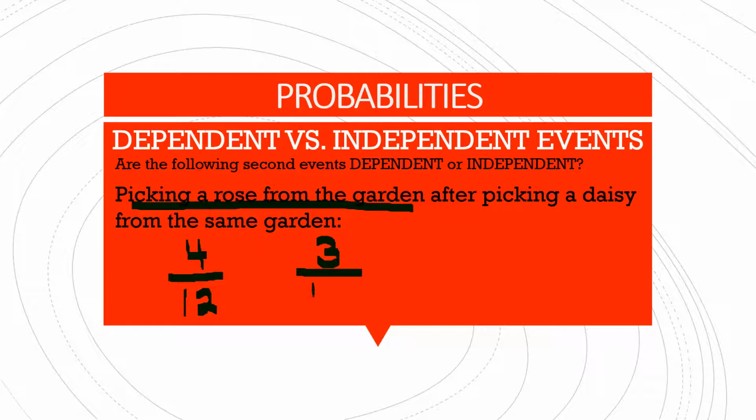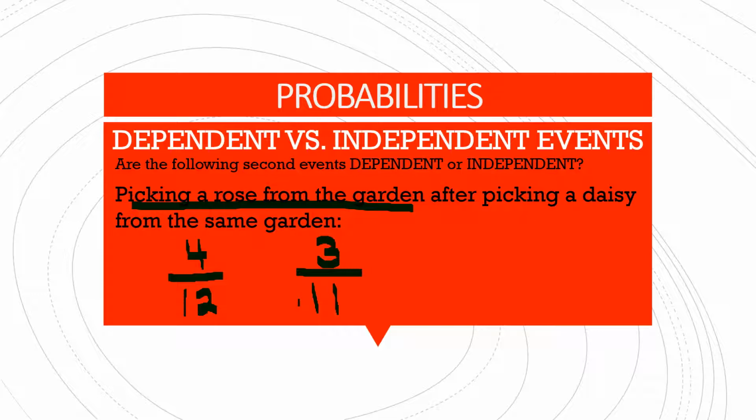There are only 11 possibilities. There were 12, but you picked a daisy out of that garden, so now there are only 11 flowers available for you to pick from. So picking a rose from the garden after you've already picked a daisy from the garden is a 3 out of 11 chance of getting a rose from that garden.